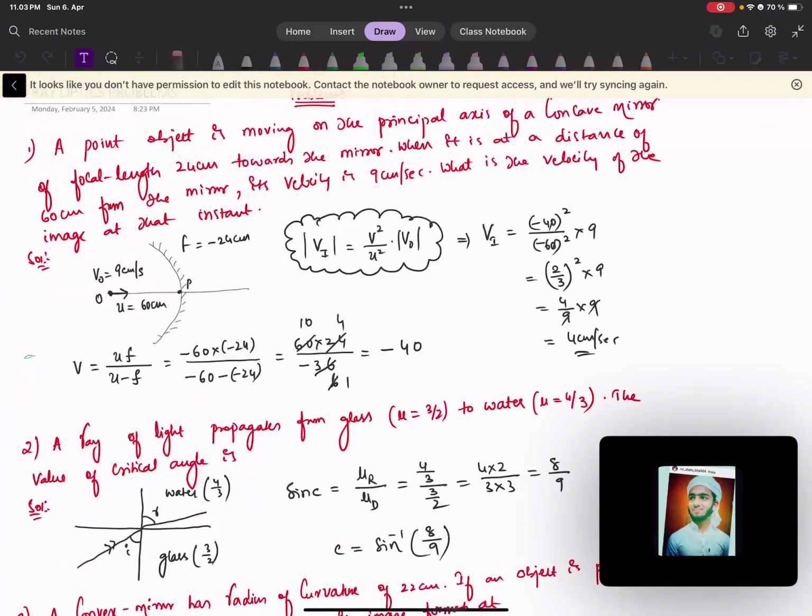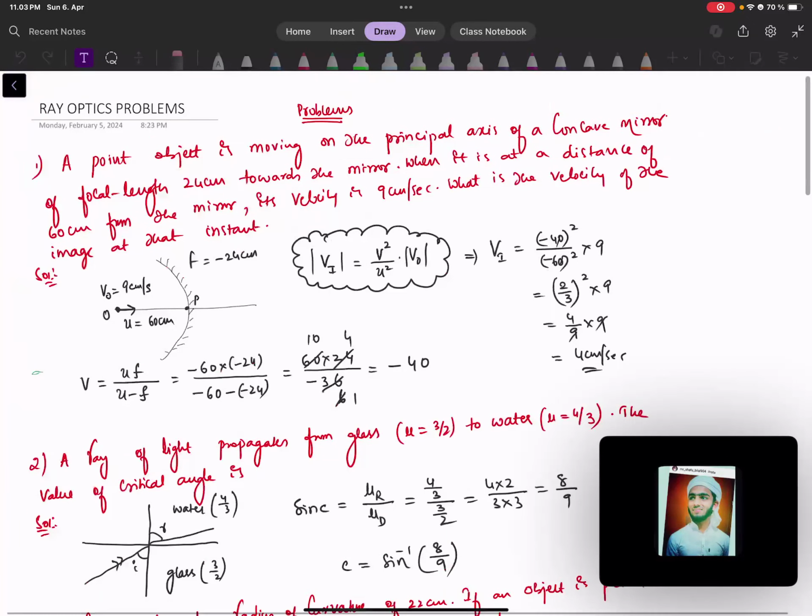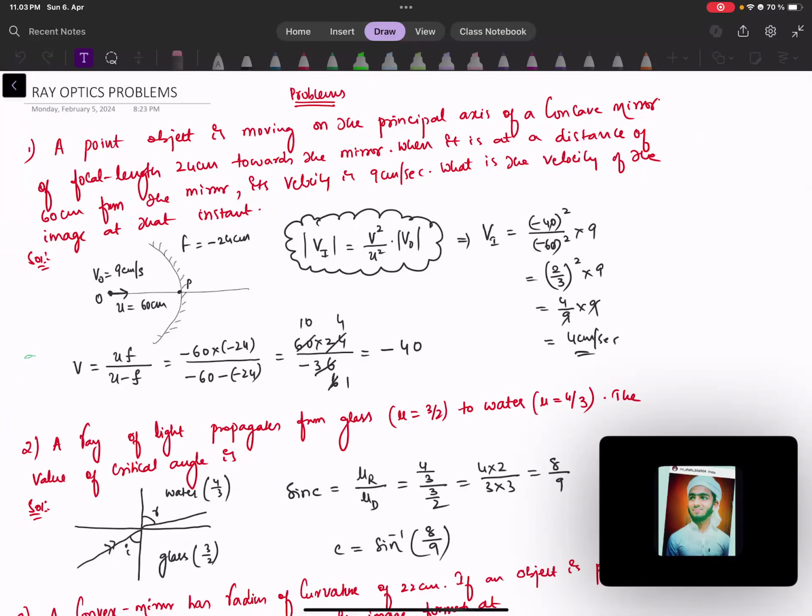See this first problem there, beta. A point object is moving on the principal axis of a concave mirror of focal length 24 centimeter, towards the mirror. When it is at a distance of 60 centimeter from the mirror, its velocity is 9 centimeter per second. What is the velocity of the image at that instant? I hope you remember the formula for this one. Velocity of image is equal to v square divided by u square into velocity of object, isn't it?